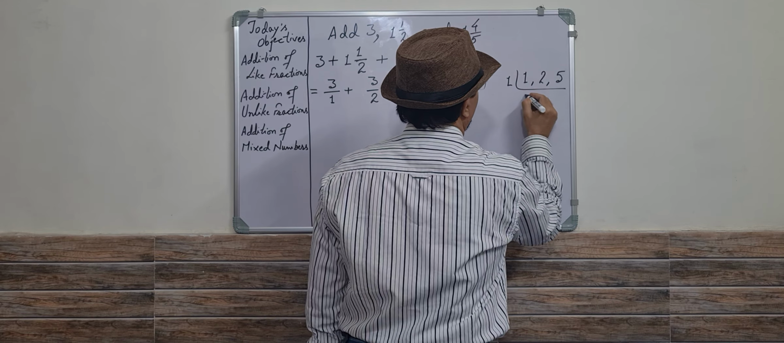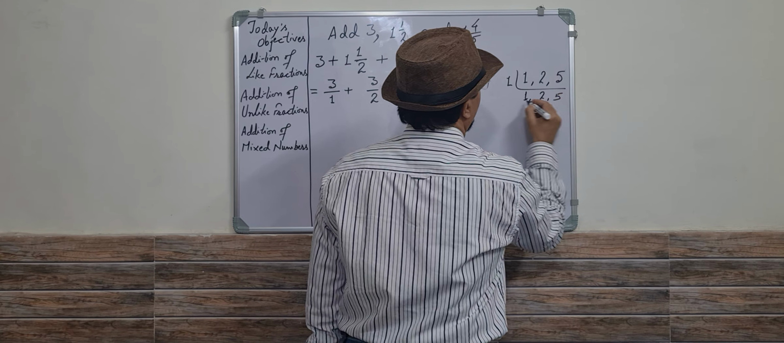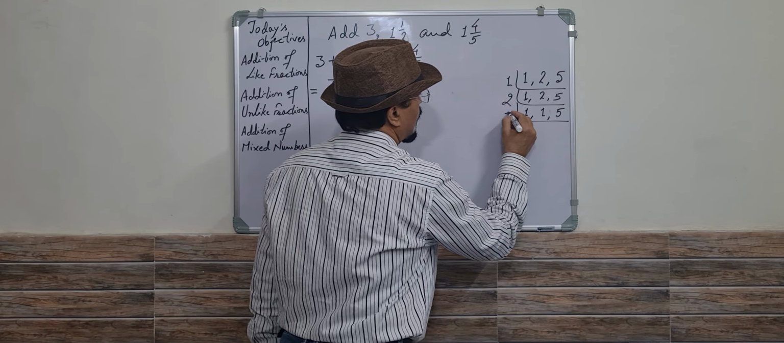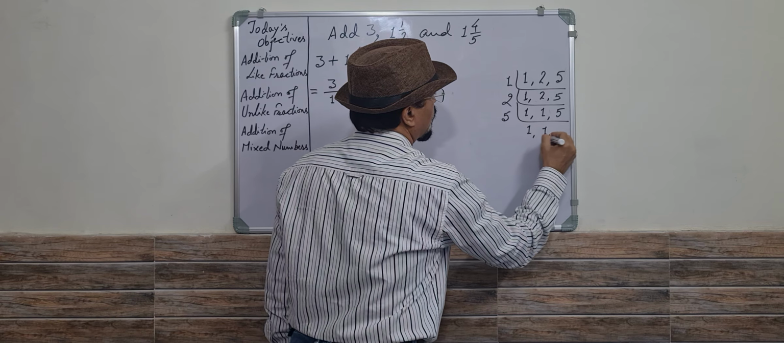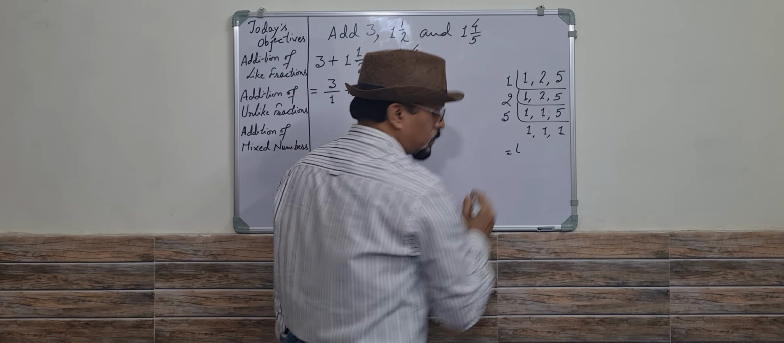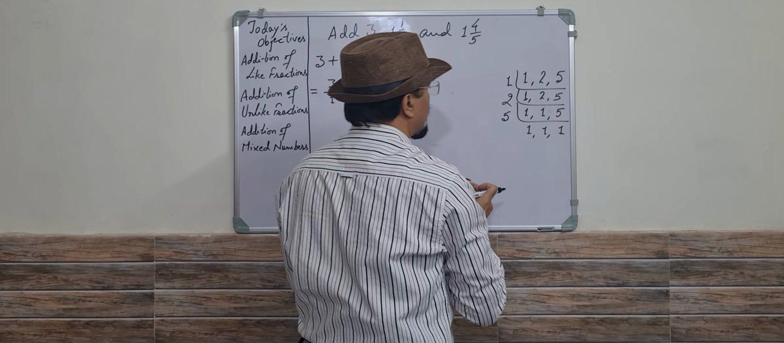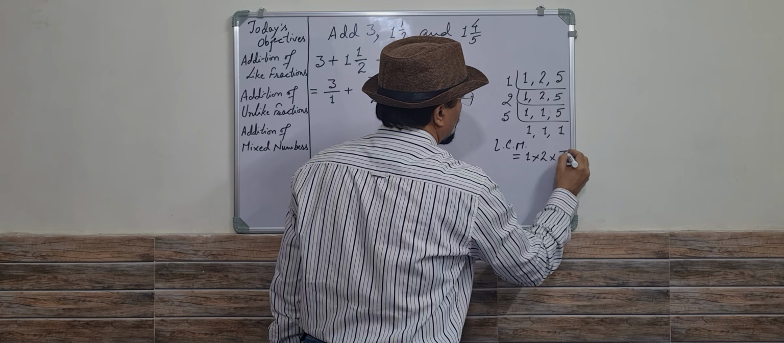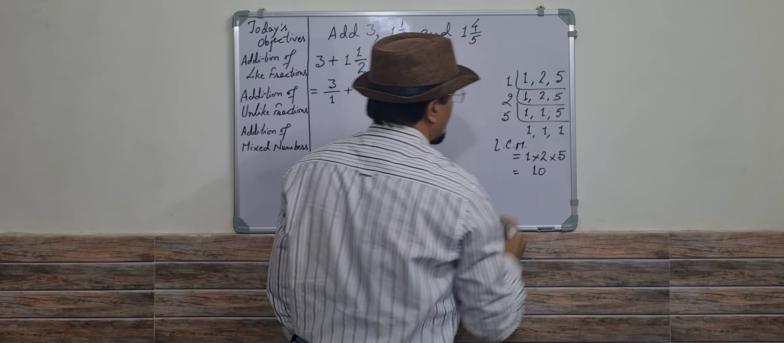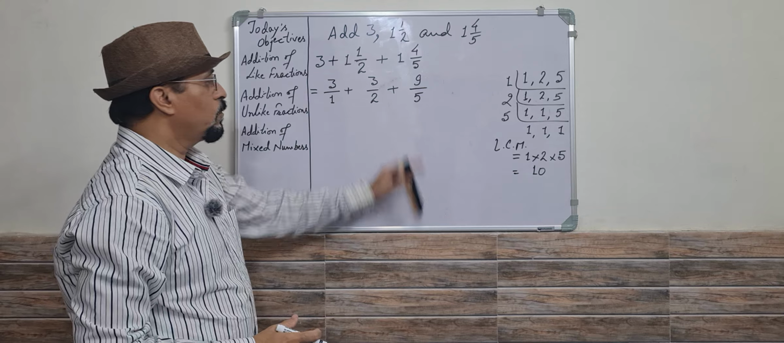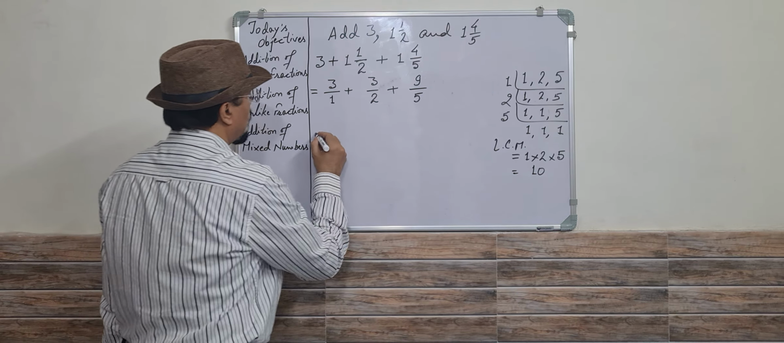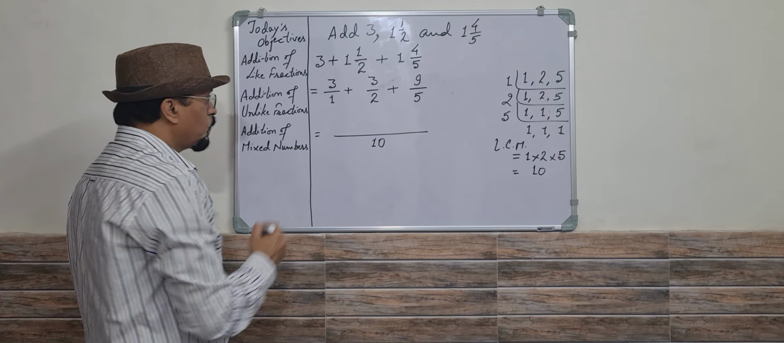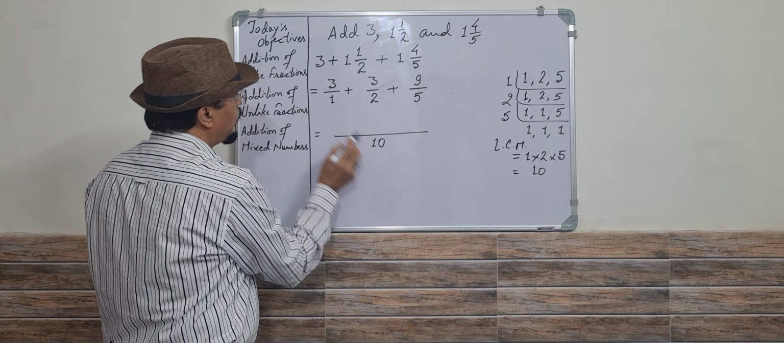The denominators' prime factors are 1, 2, 5; 2 ones are 2, 5, and 5, 1, 1, 5. So the LCM would be 1 into 2 into 5, that is 10. Now the method which I told you: I'll put this LCM over here. Then I'll divide this LCM by the denominator.